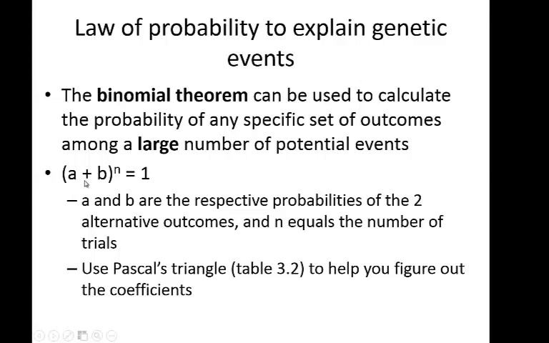So a general binomial theorem is (a + b) to the nth power equals 1. In this case, a and b are the respective probabilities of the 2 alternate outcomes, and n equals the number of trials. So if we're talking about boys and girls, a would be the chance of the boys, b would be the chance of the girls, and n would be the number of children that you would have. If you look in your book at table 3.2, you can use Pascal's triangle to help you figure out the coefficients for any of the different outcomes.